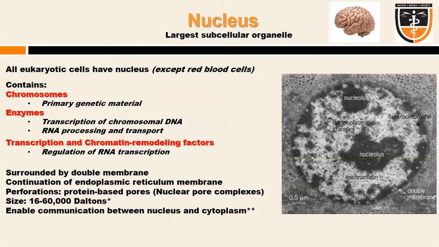The nucleus is surrounded by a double membrane. Actually, one of my colleagues who was doing a PhD with me did a huge 10-year study on specific nuclear pores. So the nucleus has its own membrane, and this membrane is a continuation of the endoplasmic reticulum membrane. And this membrane of the nucleus has holes or pores, which are known as nuclear pore complexes.